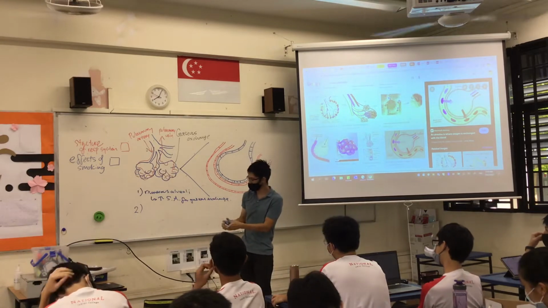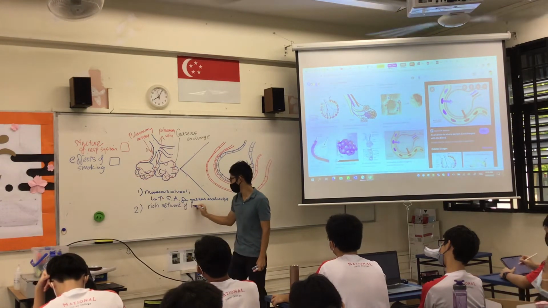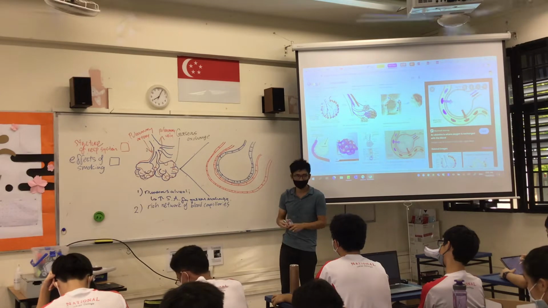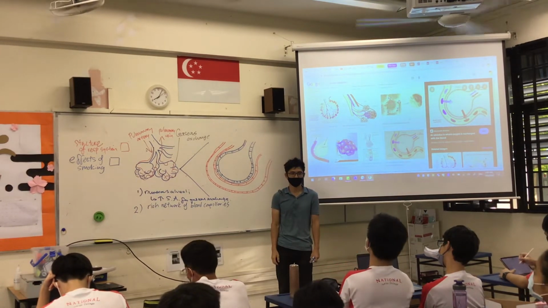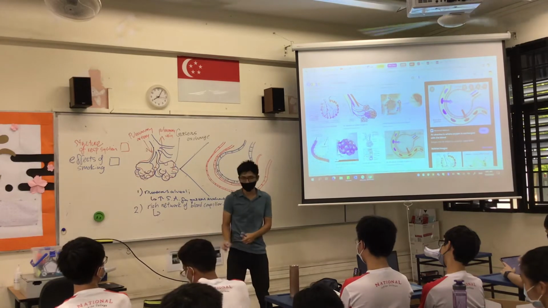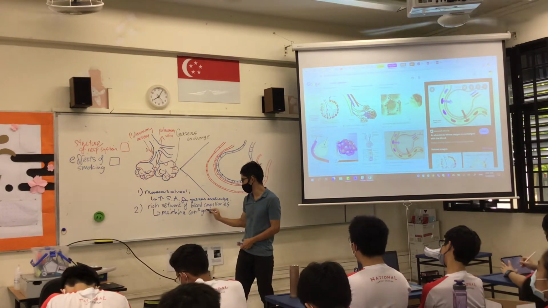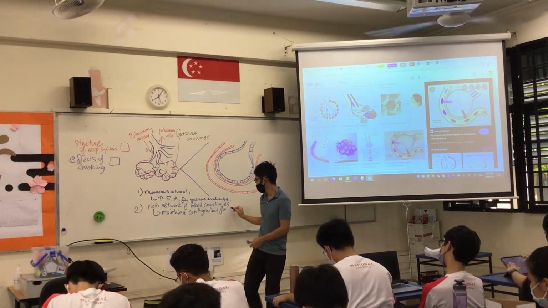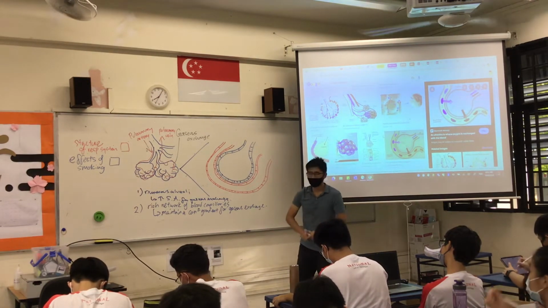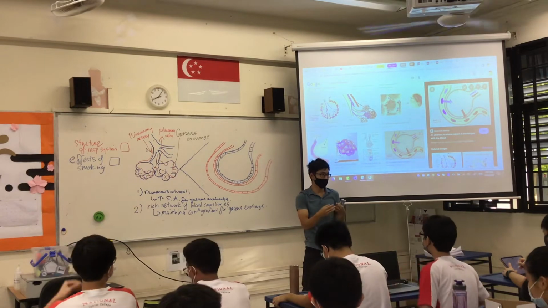So the second adaptation is that rich network of blood capillaries. Why is it important to have a rich network of blood capillaries? I don't know if this makes sense to you, so that we can maintain a concentration gradient for exchange. If we keep supplying fresh blood that doesn't have oxygen, then it's much easier for the oxygen in the alveoli to diffuse out.